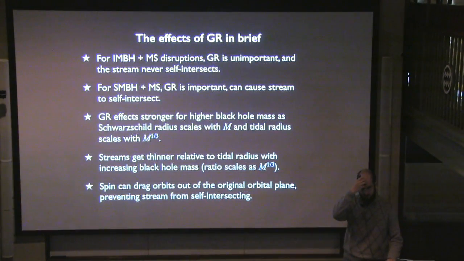So just to recap, for, say, low mass ratio encounters, GR is relatively unimportant. It's just the pure hydro that dominates the dissipation. When you move to supermassive black holes, the GR does become important, and it can cause the stream to self-intersect. This is more important the higher in mass you go. The streams get thinner, and spin can drag it out of the original orbital plane, causing them to miss.